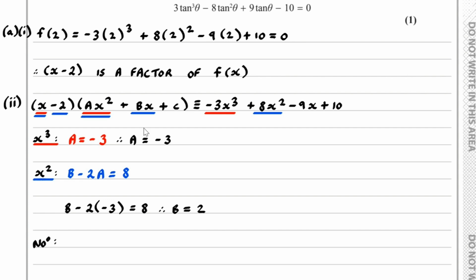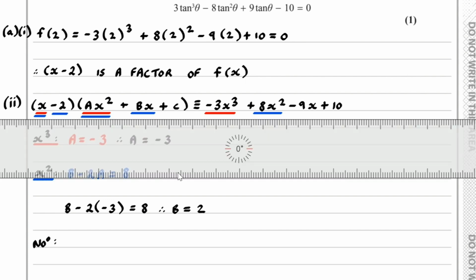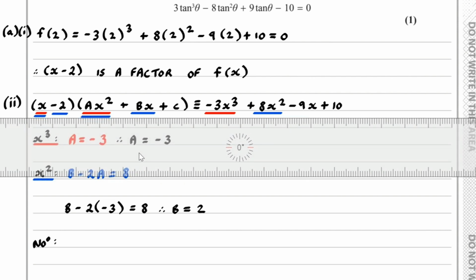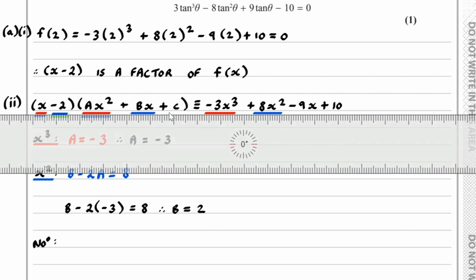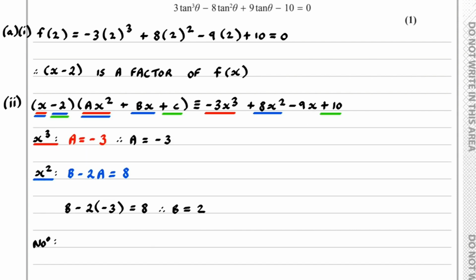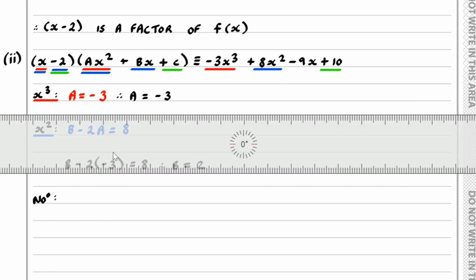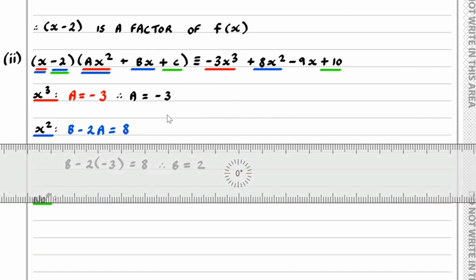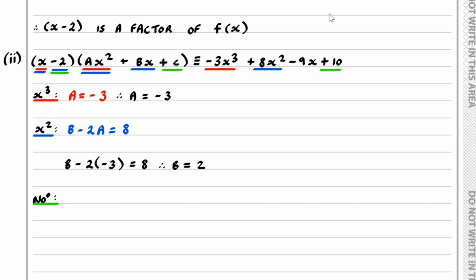And if we compare the number terms, well, we have negative 2 times by c, and that would give the 10. So when we compare the number terms, we have negative 2c equals 10, in which case we see c is equal to negative 5.